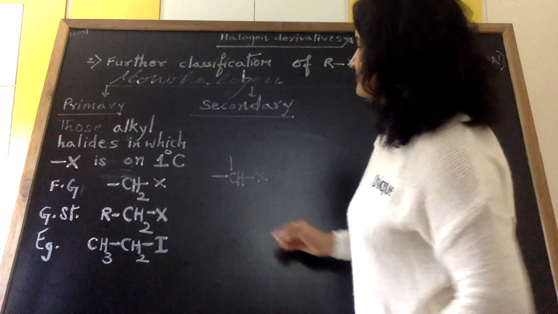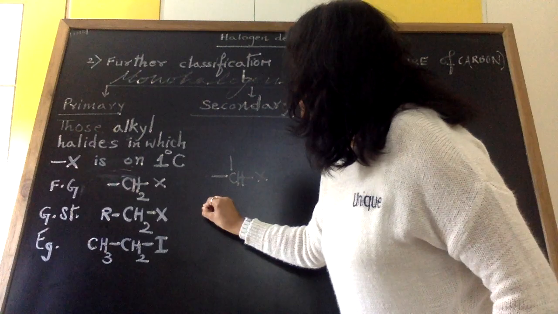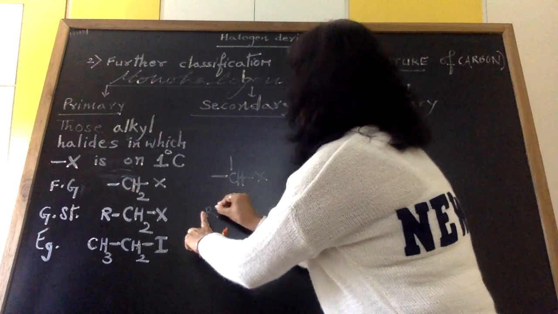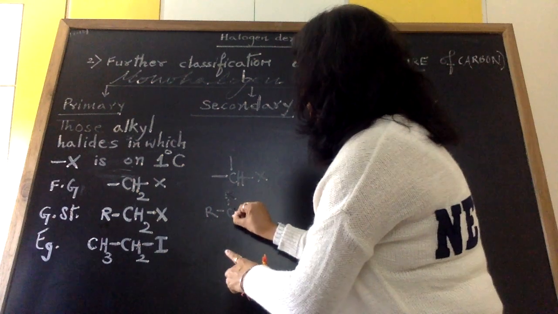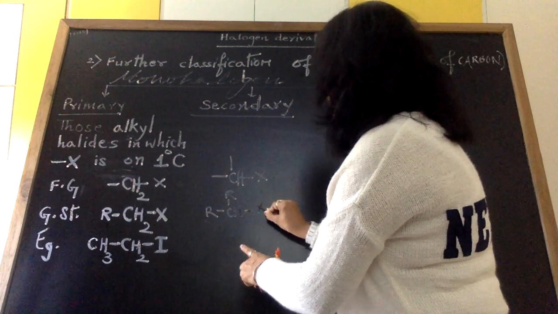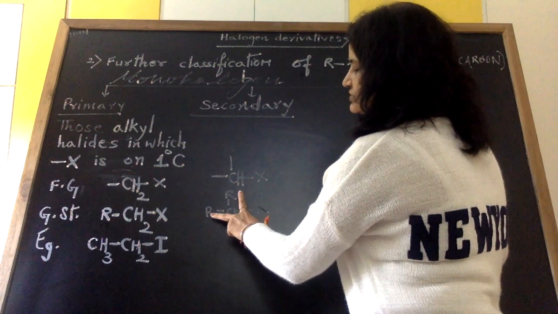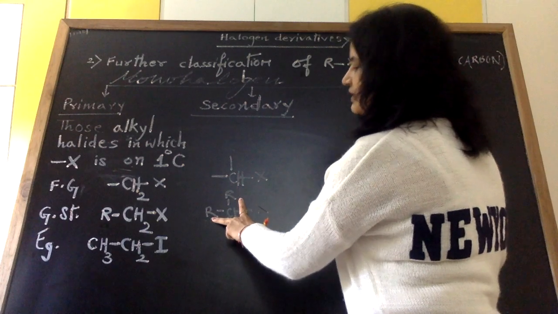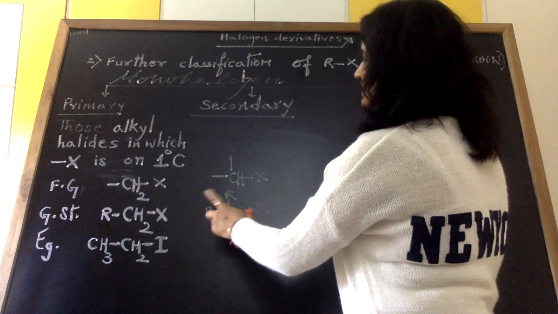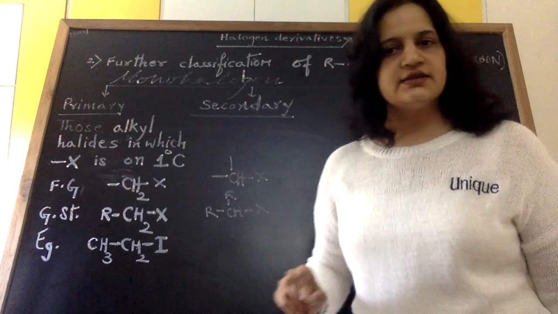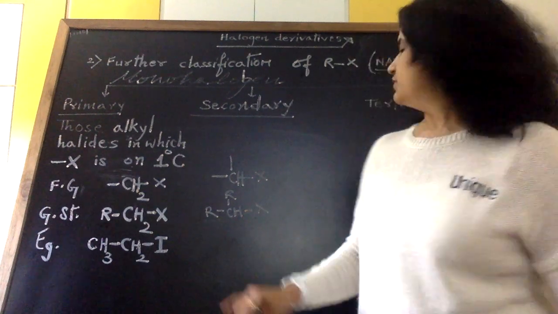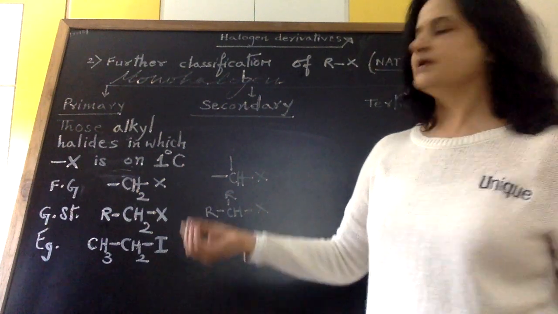General structure: we put one R here, we put one R up, we put the H and we put X. R is the root, the general representation of carbon. So the structure of secondary alkyl halide is R2CHX, where the two R can be same or different.